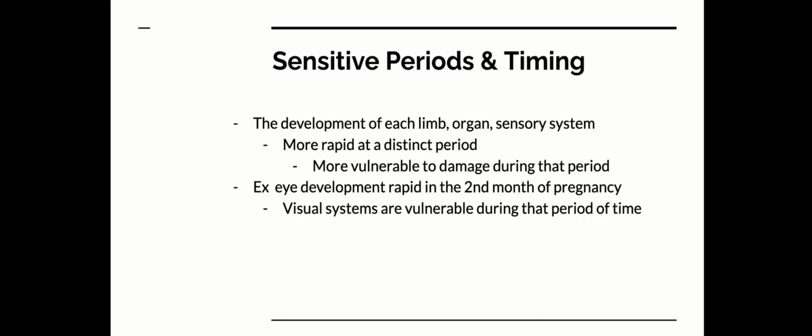For example, the development of each limb, organ, and sensory system is more rapid at a distinct period, and during that period they are therefore more vulnerable to damage. For example, eye development is rapid in the second month of a pregnancy. During that second month, visual systems are vulnerable.